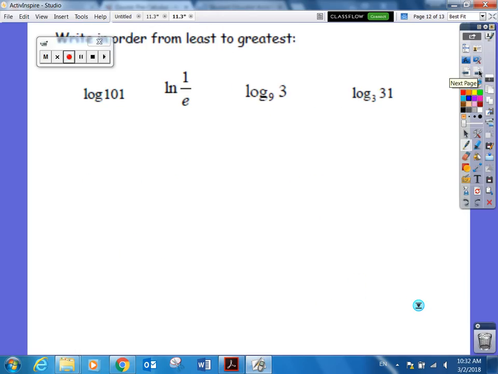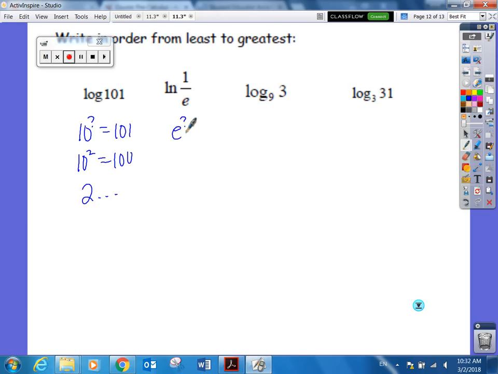All right, and then this is just telling you that you can't necessarily find out exactly what these are equal to, but knowing your properties and laws, you can figure out about what they're equal to, and then arrange them from least to greatest. So we don't know what log of 101 is. But 10 to the what equals 101? We know that 10 squared equals 100, so it's going to be 2 point something. We can figure out that it's a little bit more than 2. We have enough information, we've learned enough to be able to do a problem like this.